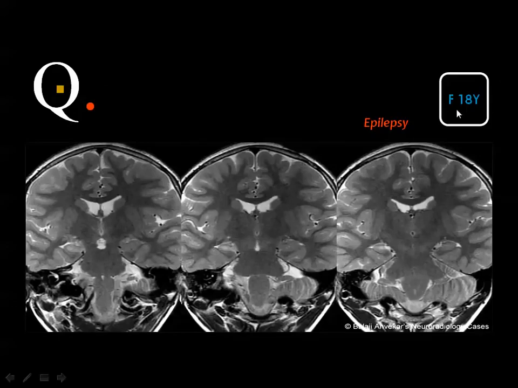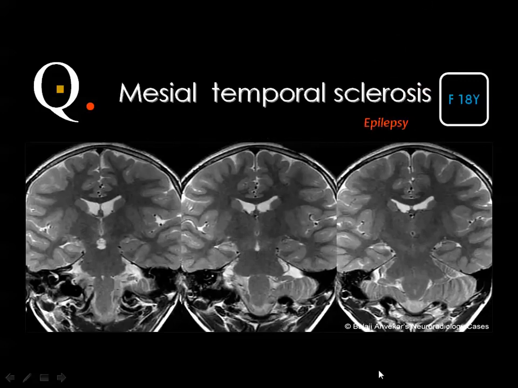Female, 18 years old with epilepsy. Which side? Right side. And this is coronal T2 weighted images showing abnormal signal in the right hippocampal area with relative loss of volume compared to the opposite side, diagnostic of mesial temporal sclerosis.